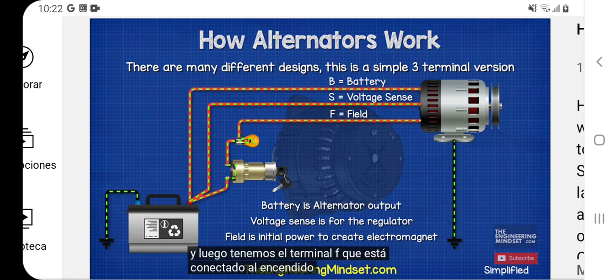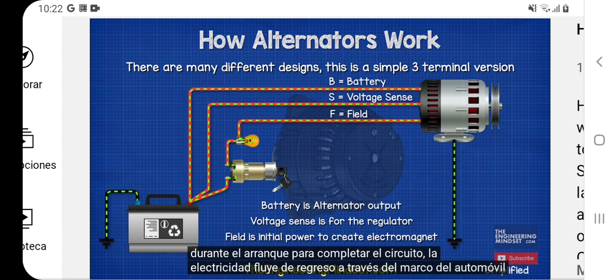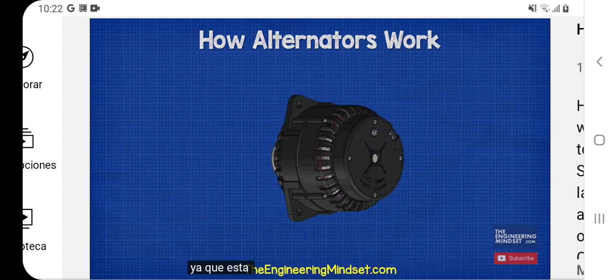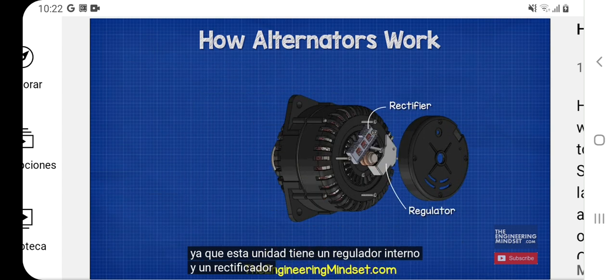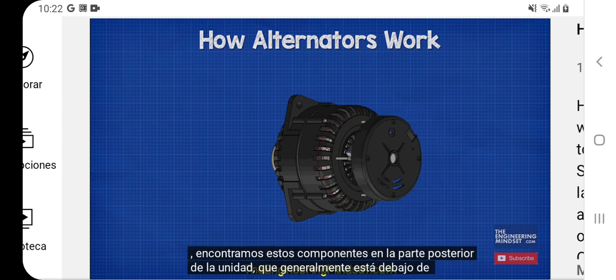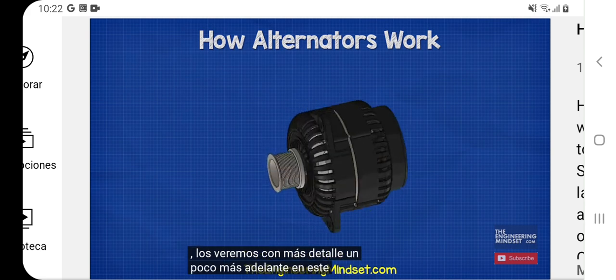This is connected to the ignition and provides the initial power to the electromagnet during startup. To complete the circuit, electricity flows back through the car's frame to and from the battery's negative terminal. As this unit has an internal regulator and rectifier, we find these components at the rear end of the unit, which is usually under a protective cover. We'll see those in more detail a little bit later in this video.